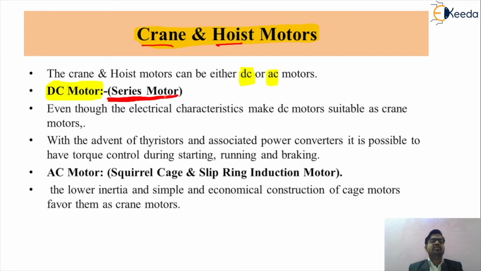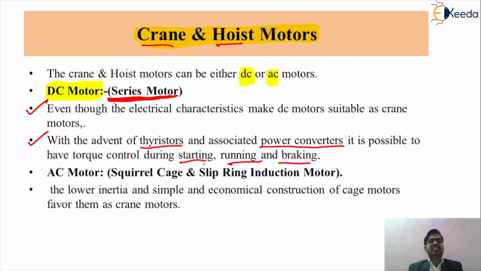In previous days, the series motor was controlled by means of different types of mechanical switching, but nowadays we are using different types of power converters, or power electronic devices, such as thyristors, which we call a power converter. It is possible to do various types of torque control during the starting, running and braking conditions. That's why we prefer the DC series motor for a crane and hoist drive.